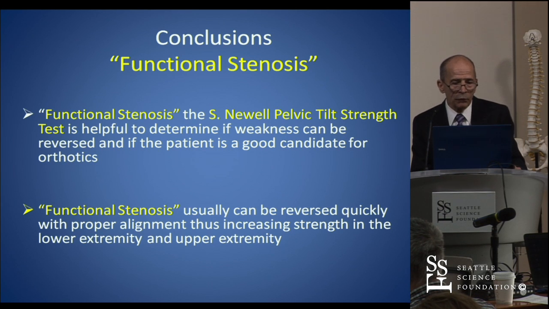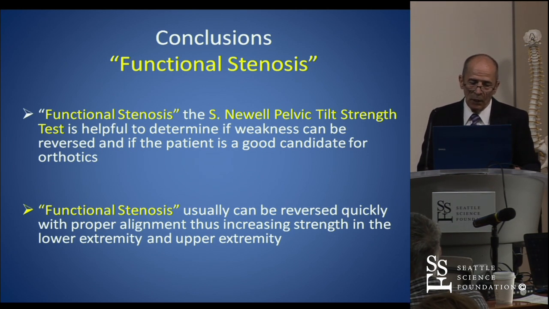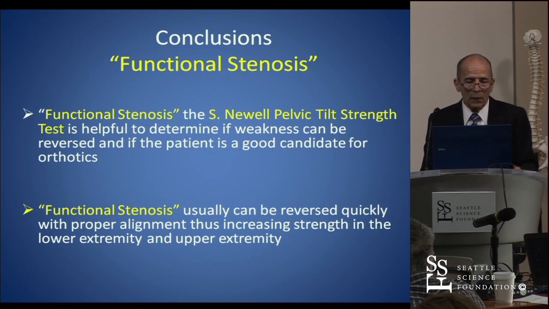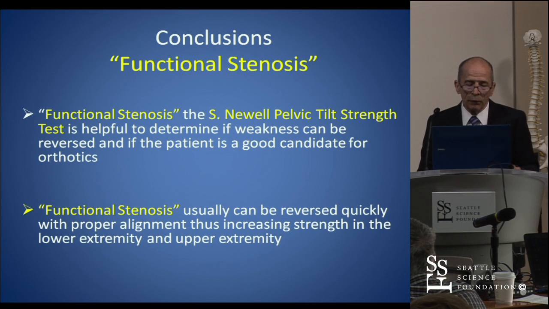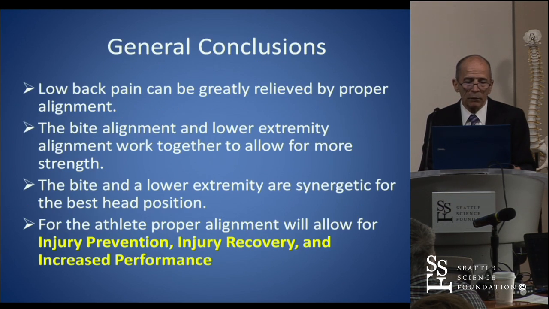So a conclusion is functional stenosis can be evaluated by the pelvic tilt test, and it's helpful to determine weakness and at what level, and it's also helpful to determine if this is a good candidate for orthotics. Functional stenosis usually can be reversed very quickly, within actually 4 to 6 weeks in most cases, because the pressure is just taken off the nerve.